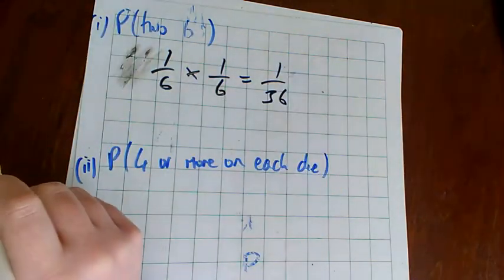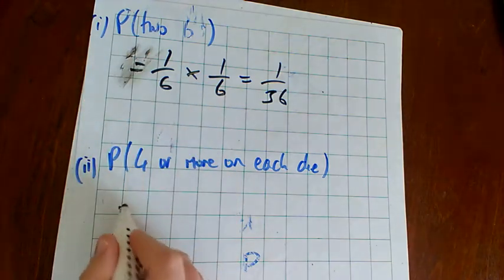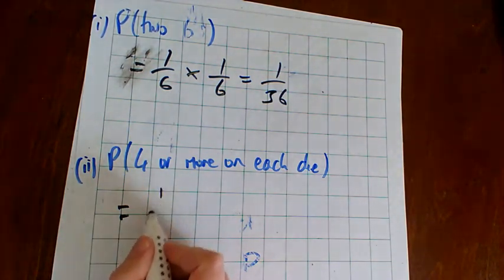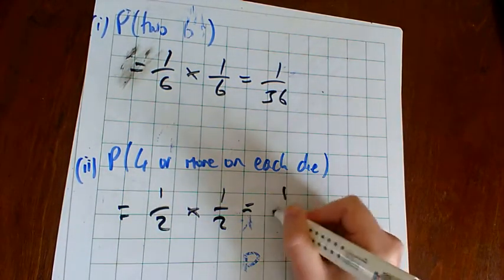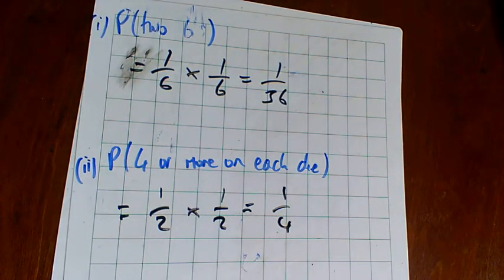So just be careful when reading. That's fairly straightforward. A 4 or more on each dice, so there's 4, 5 and 6, so it's 3 out of 6, or a half on the first dice. It's a half on the second dice. Multiply them. It's a chance of a quarter for getting 4, 5 or 6 on both dice.